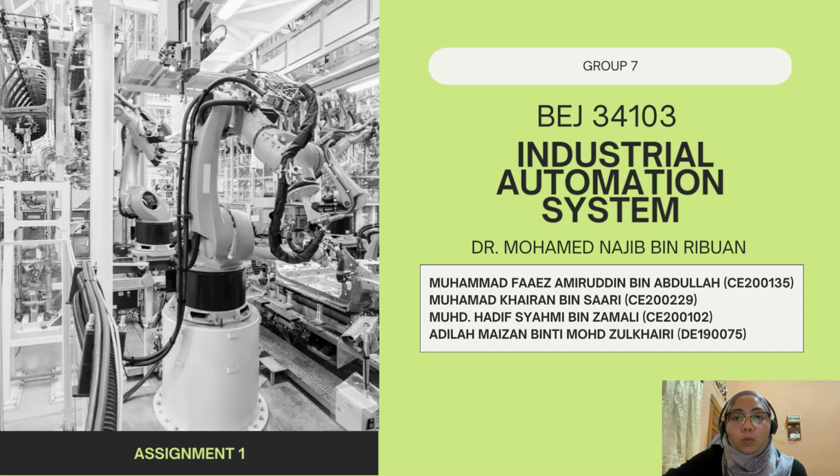For this assignment, we have chosen the food industry, which is ESU Alkaline Water, to apply an industrial automation system. Group 7 members include Muhammad Faiz, Khairan, Hadif and Adila Maizan. In this video, we will explain in specific what types of sensors and actuators are used throughout the production system.